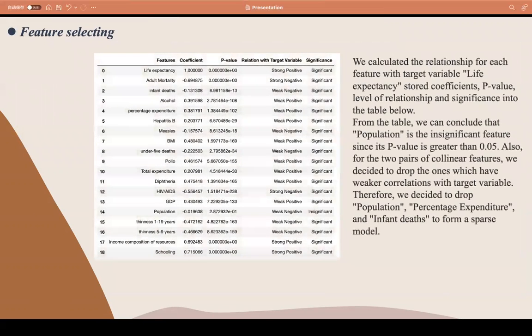Also, we calculated the relationship of each feature with the target variable, life expectancy, and stored coefficients, p-value, level of relationship, and significance in the table below. From the table, we can conclude that population is the insignificant feature since its p-value is greater than 0.5. Also, for the 2 pairs of collinear features, we decided to drop the ones which have weaker correlations with the target variable. Therefore, we decided to drop population, percentage expenditure, and infant deaths to form a sparse model.